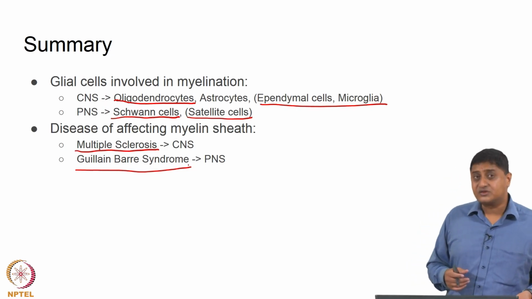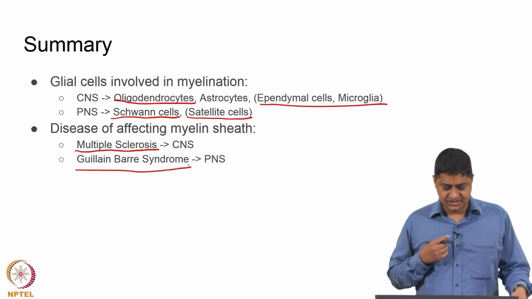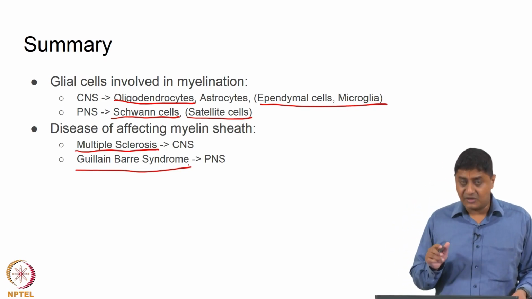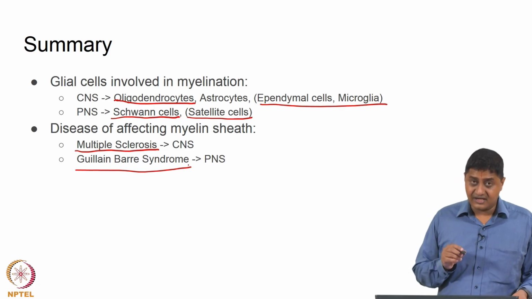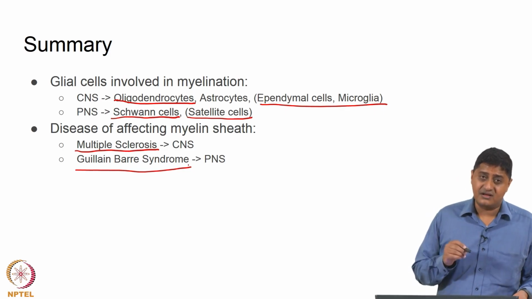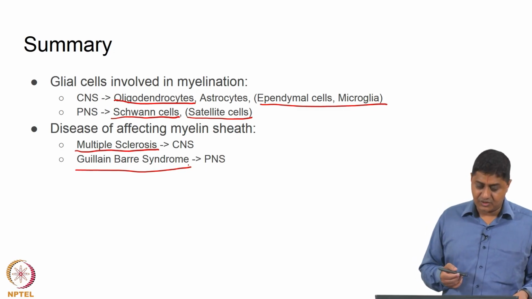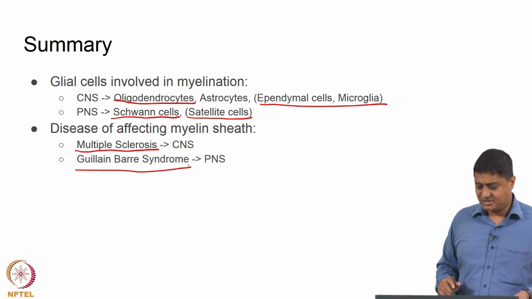Guillain-Barré syndrome. As to why multiple sclerosis happens, as to why the immune system believes that the Schwann cell or the oligodendrocyte, the glial cell, is an enemy, it is not clear. We are still not sure of why this happens. We know the mechanism, what happens, but we do not know why it happens.